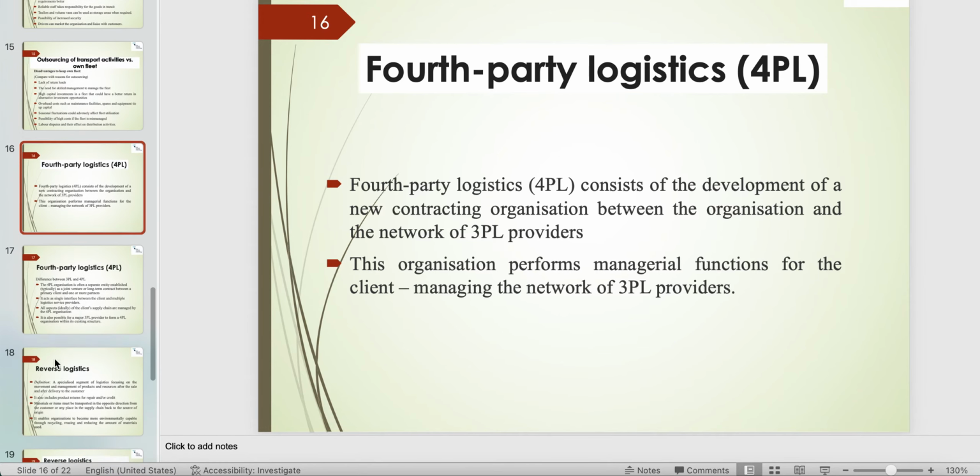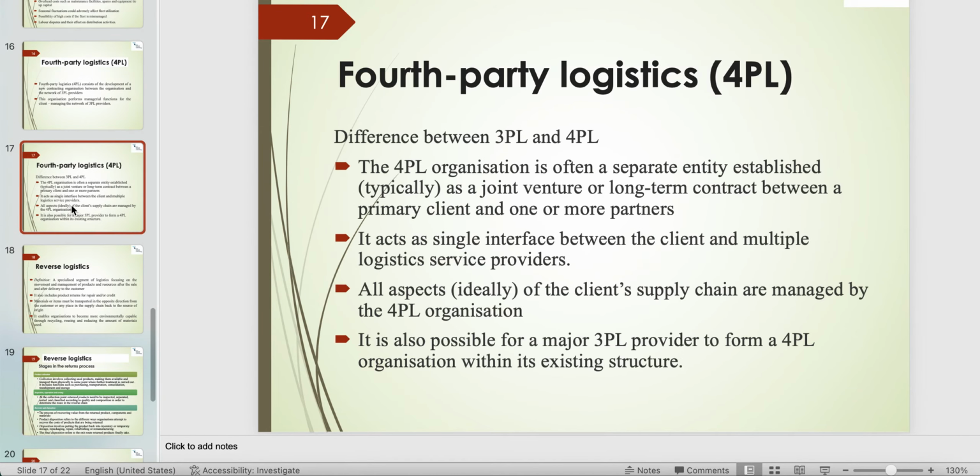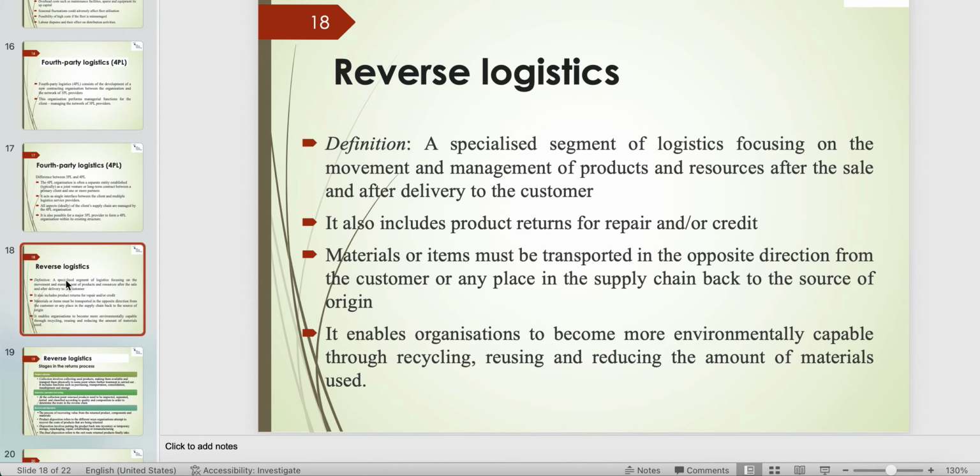Then I spoke about fourth party logistics. I said what their role is. I said how their presence affects and assists both the third party logistics and the supply chain partner as well. Okay. Then we move on to reverse logistics.